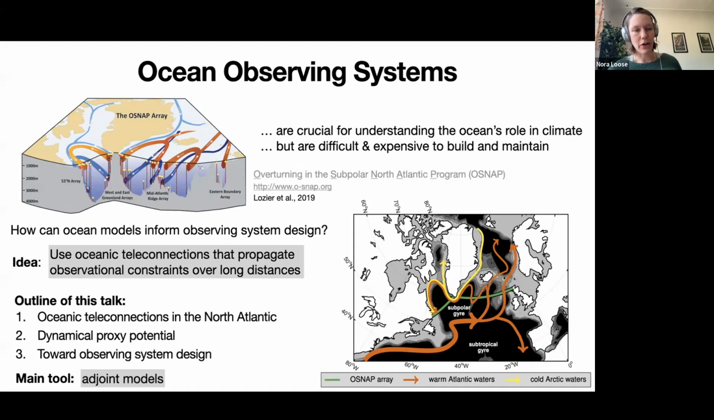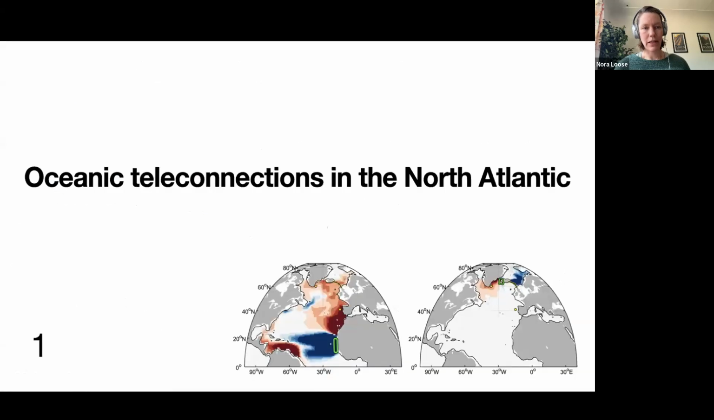So here's the outline of my talk. First, I'll talk about oceanic teleconnections in the North Atlantic, and how they can be systematically uncovered with adjoint models. Then second, I'll introduce the concept of dynamical proxy potential. And then third, I will discuss how teleconnections and dynamical proxy potential can be used to design observing systems. Okay, so let's start with looking at some oceanic teleconnections in the North Atlantic.